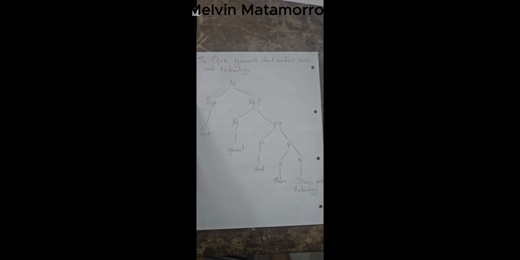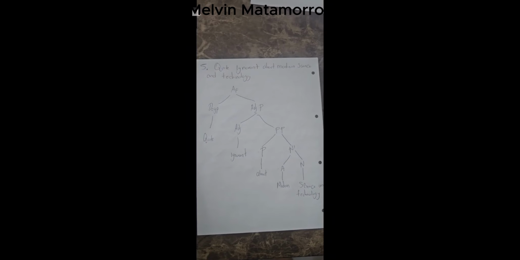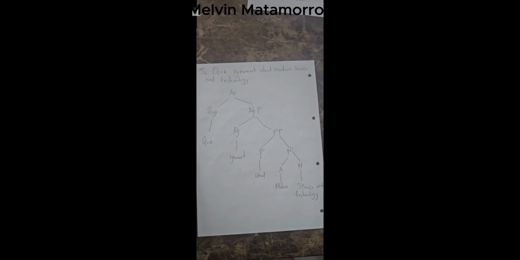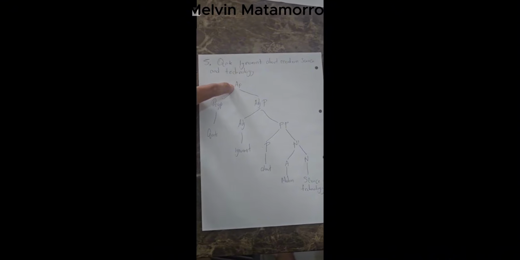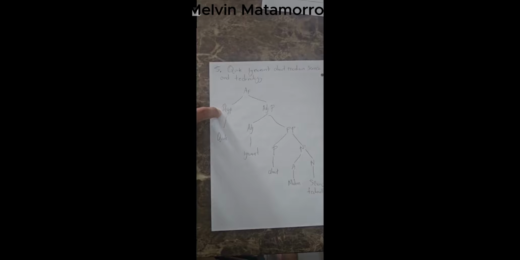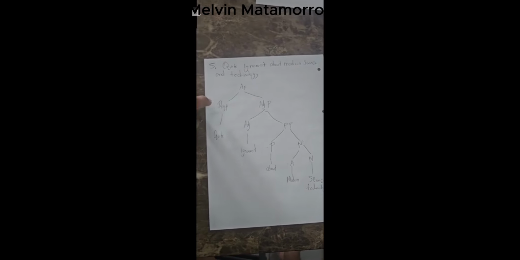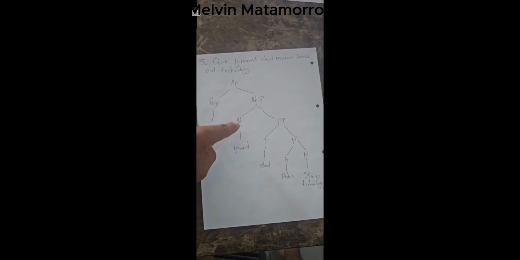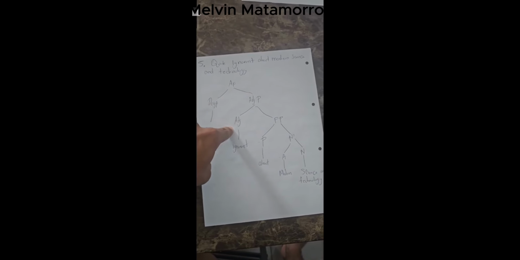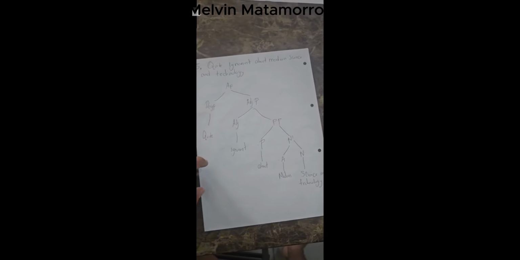We have number 5, quite ignorant about modern sciences and technology. This sentence has an adjective phrase. The adjective phrase is divided into a degree phrase and an adjective phrase. The degree phrase is quite, and the adjective phrase is divided into an adjective and a prepositional phrase.